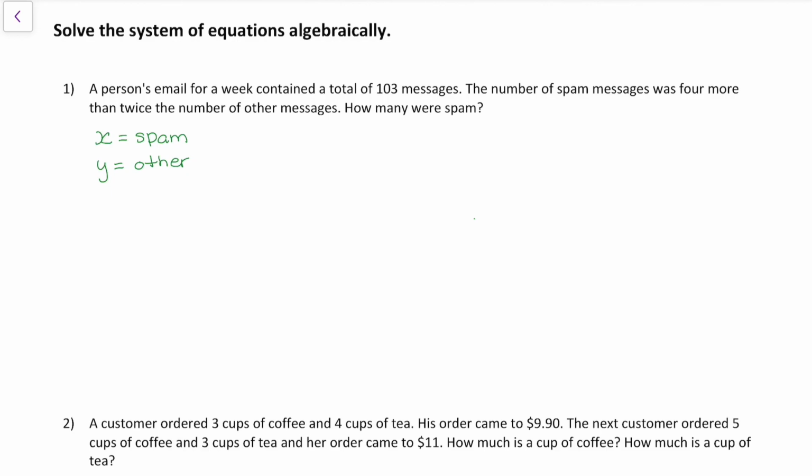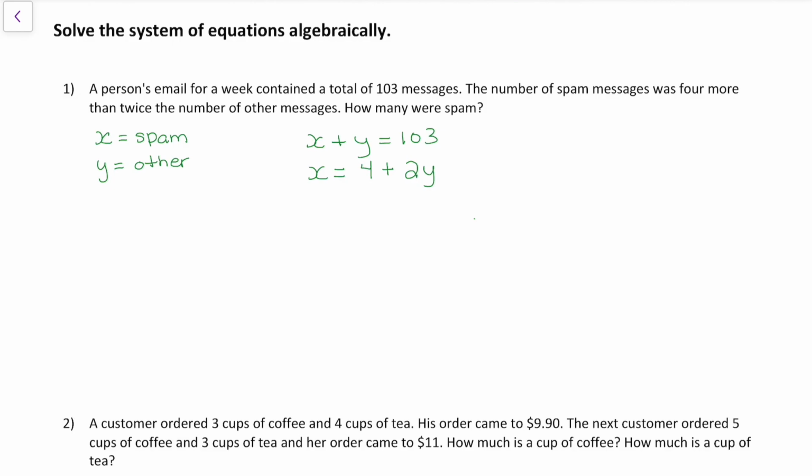So total tells me I'm adding, so I can do X plus Y equals 103. So spam messages plus other messages is 103 messages. The next one says the number of spam messages, so spam messages is X, is 4 more than twice the other messages. So X equals 4 plus 2Y.